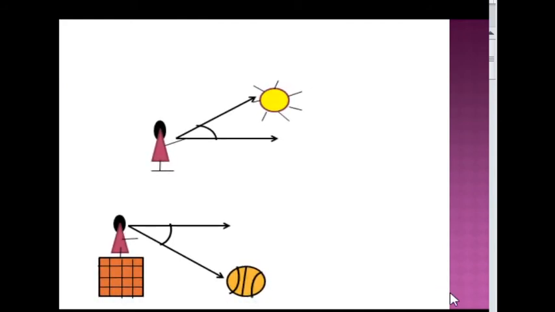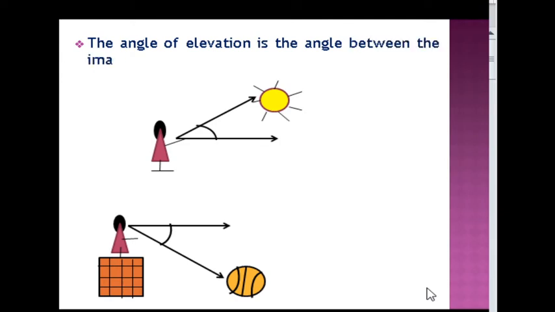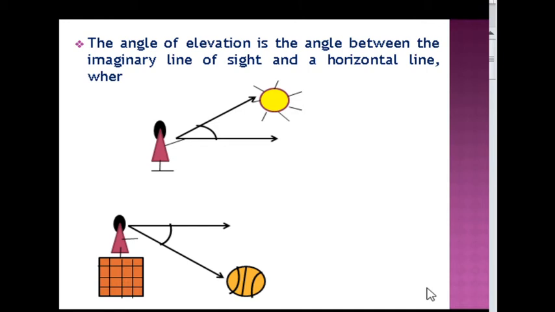What is an angle of elevation? The angle of elevation is the angle between the imaginary line of sight and a horizontal line, where the object is above the observer. So as you can see here, the object is the sun, and the observer is actually below the object. Okay?